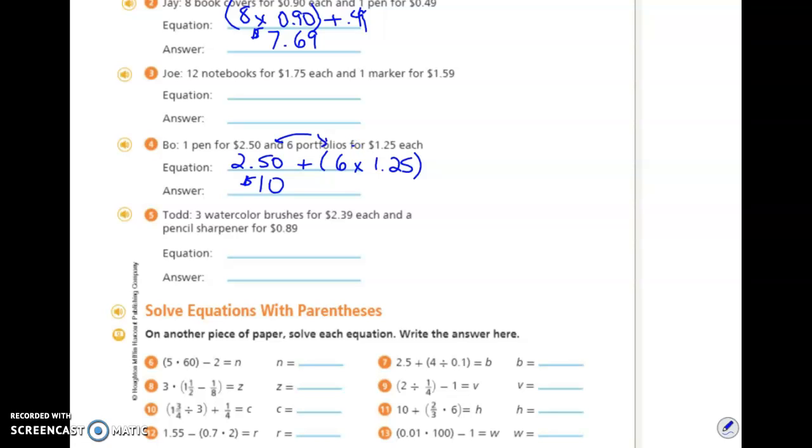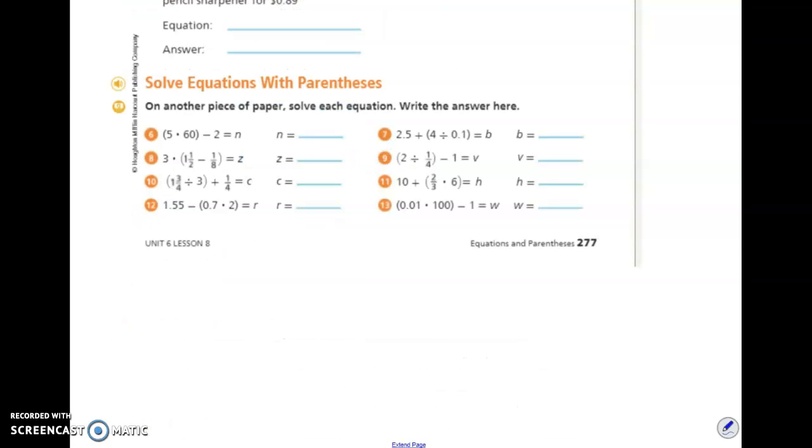All right, let's look down at the bottom of your page. We're going to do some practice with parentheses. All right, we're going to do number 6 first of all. We'll do that one together. 5 times 60 is what you're going to do first because it's in parentheses. Hopefully you know that's 300. Subtract 2 is n. N would be 298.